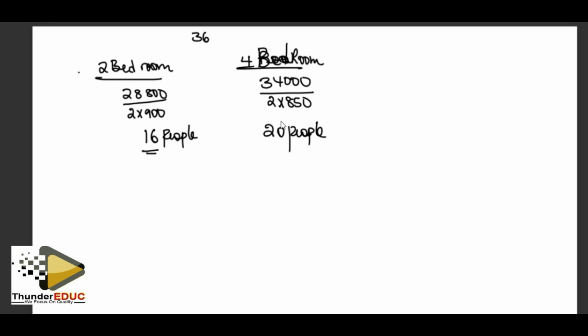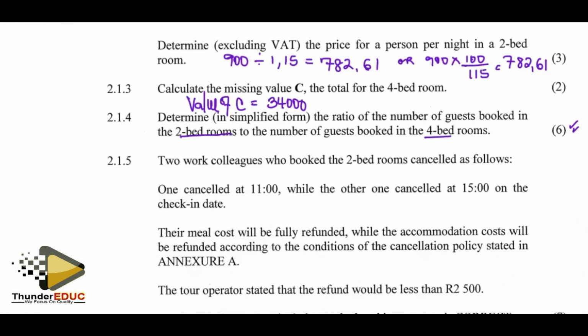So what is the ratio? So here, what's the number that can reduce this by 4? By 4, you remain with 4, and by 4, you remain with 5. That's how we do it. So the ratio there was supposed to be 4 is to 5. I repeat, we shall get how many people stayed in the 2-bedroom.